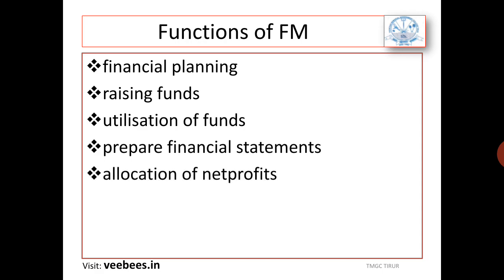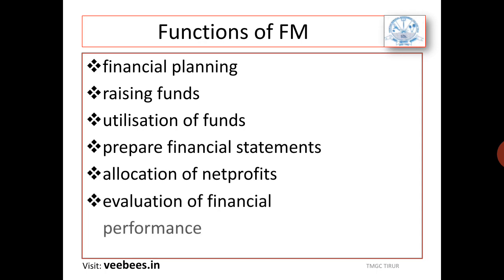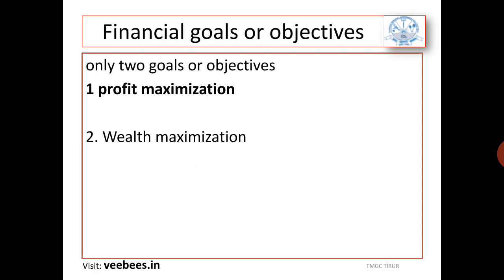Then allocation of net profits means dividend decision, profit allocation decision, whether the profit made by the company is to be distributed as dividend or it is to be retained as a reserve. All these are the part of allocation. Then evaluation of financial performance of the company, the financial position, the profit, gross profit, net profit, whether it is good or not, sound or not, all these are to be evaluated by the financial manager.